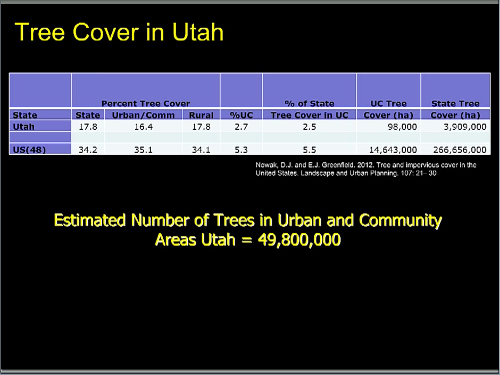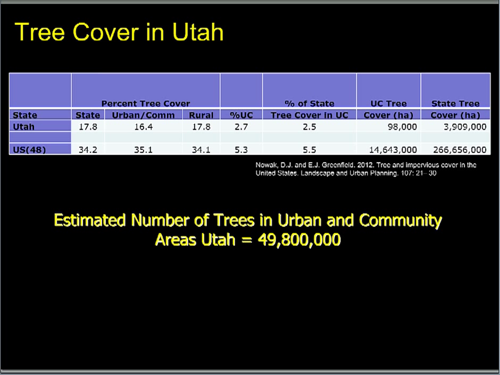Nationwide, tree cover in the United States is 34.2%. Tree cover in urban and community areas is about 35.1%, and in rural areas, it's about 34.1%. So in essence, urban areas actually have more tree cover nationwide than the rural areas do. But the distribution does differ across the states. As you can see, in Utah, urban areas are about 16.4% tree cover.